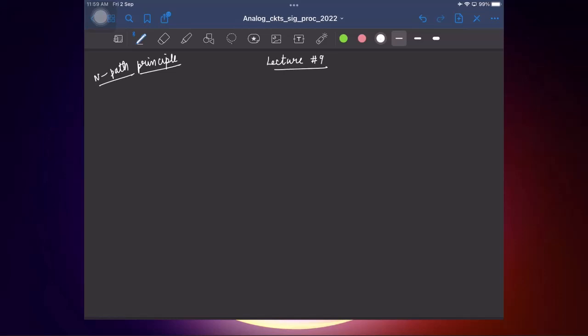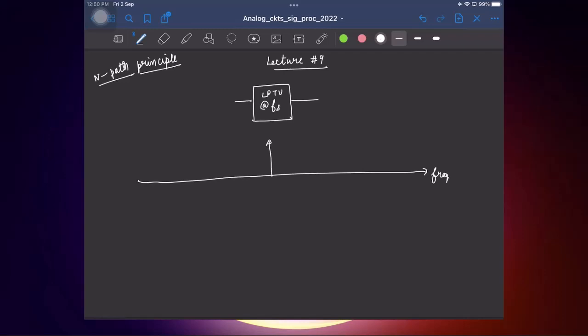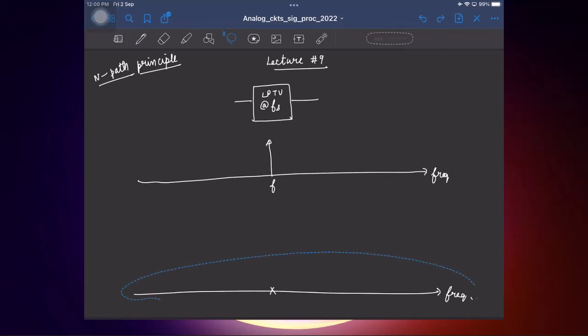One possible way to arrive at this technique is to make the following observation. Say you have an LPTV system that is varying periodically at a frequency Fs. Now let us say at the input I apply a tone at a frequency F. Now at the output, what frequency components can I expect? F plus K Fs, right? So I might have a tone at F, and I'll have, say, shifted copies.